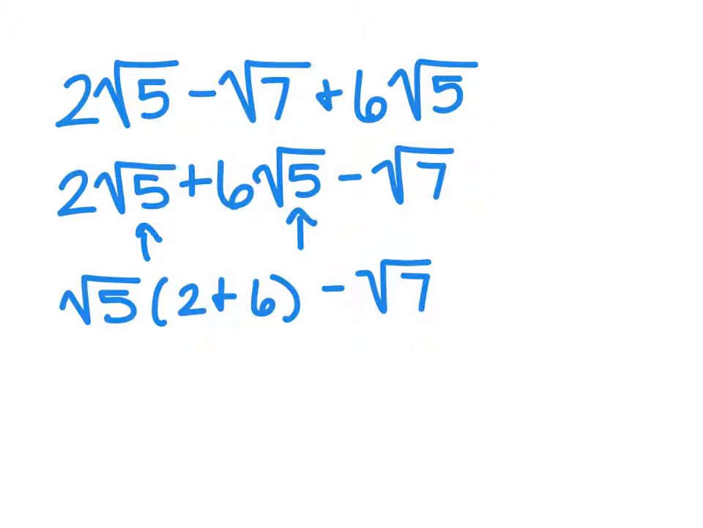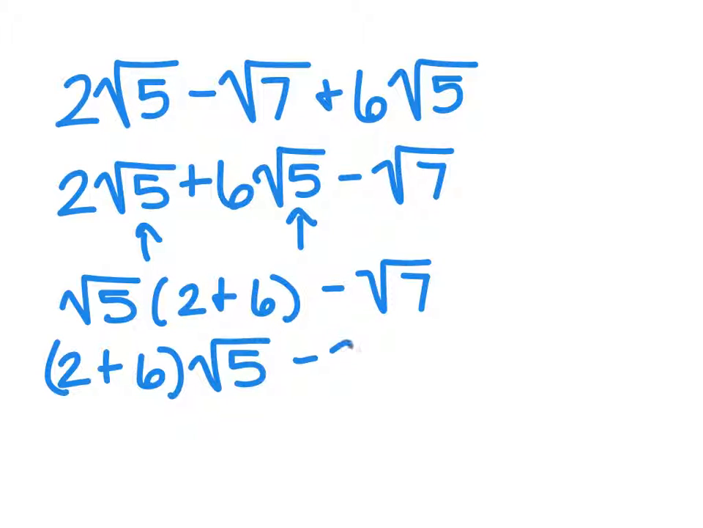Now, usually you're going to have your whole number ahead of your radical sign, so we would actually want to write this like this. I just know that you've learned to factor by putting your common factor in front. So I wanted to show you that, and now I'll show you that this is the correct way to write it.